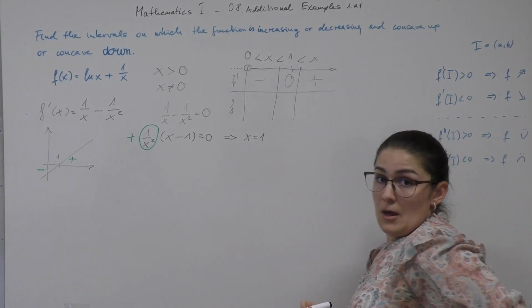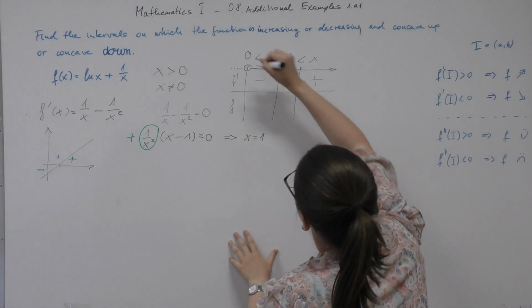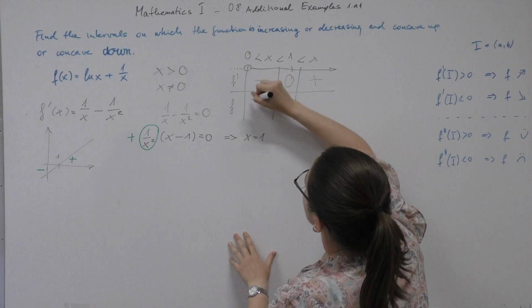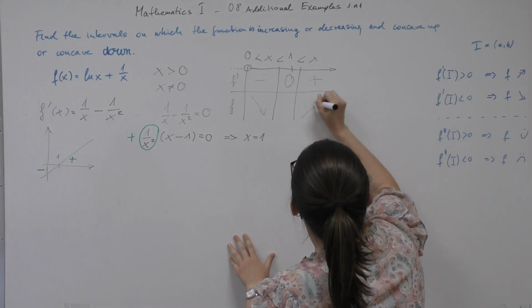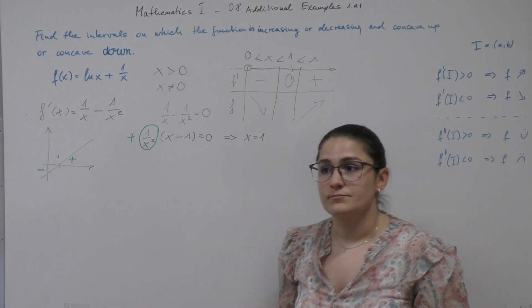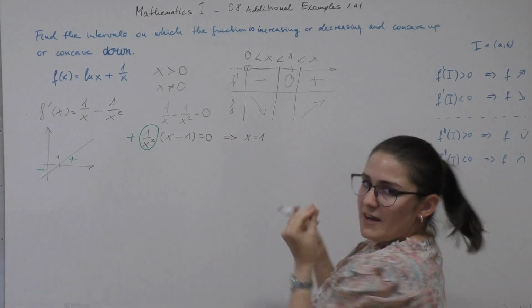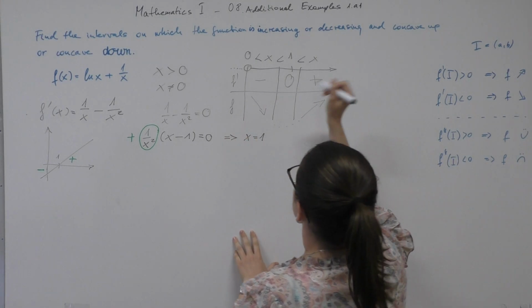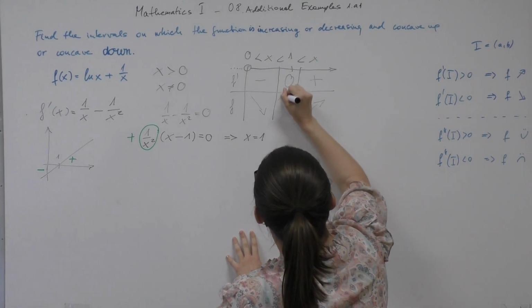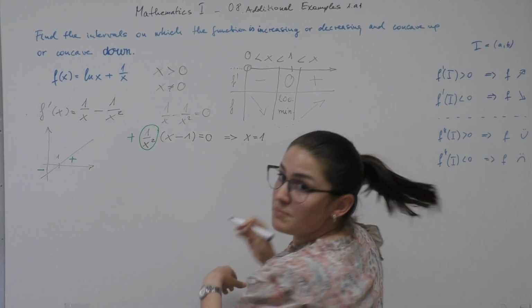Okay. But since we know this, we also know that our original function on this interval before 1 will be decreasing, and on this interval, it will be increasing. Though it wasn't a question, from this, it's clear that our function will go like this, which means that at 1, we have a local minimum place.